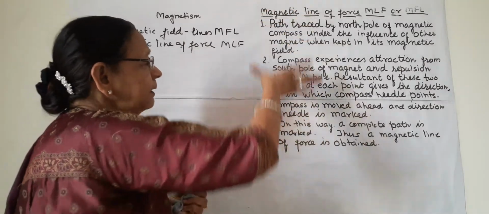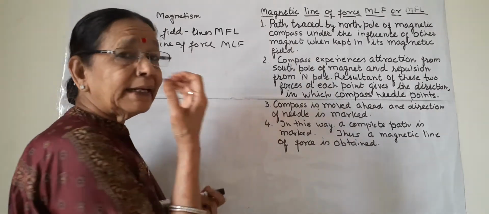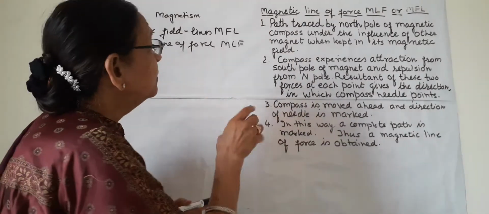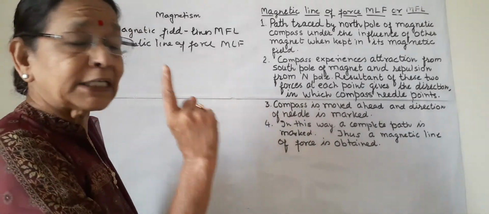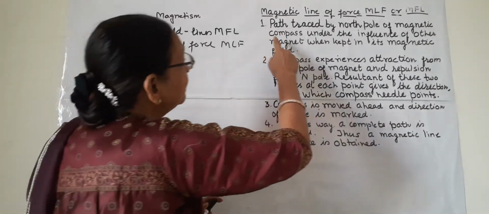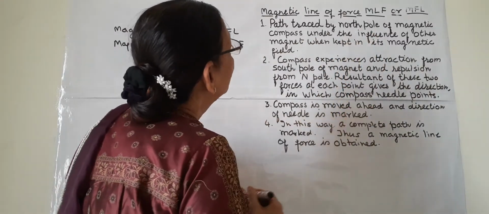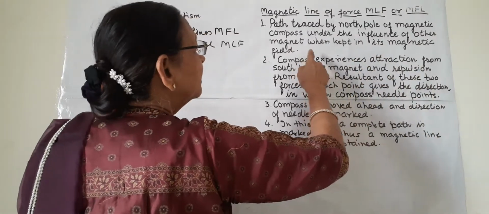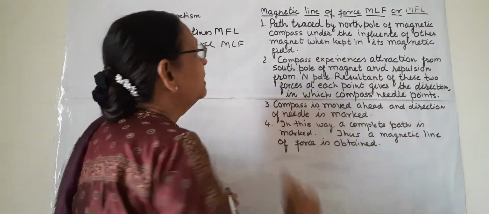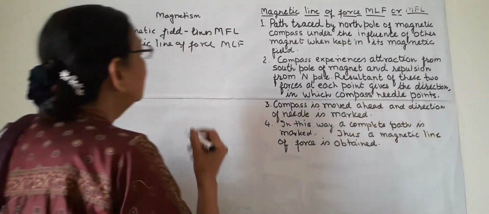I have written these magnetic lines of force, their characteristics. I will read them one by one and then explain and describe them. It is a path traced by the north pole of a magnetic compass under the influence of another magnet when kept in its magnetic field. So first we should know what a magnetic compass is.